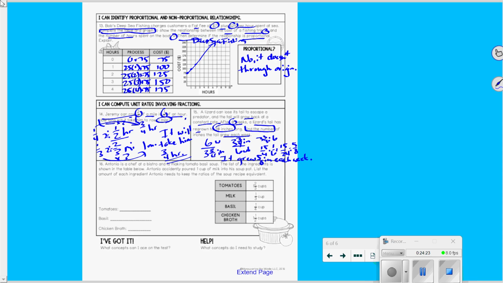Our last one, he's a chef and he's making potato basil soup. A list of ingredients is shown. He poured 1 cup of milk into a soup pot. List the amount of each ingredient to keep the ratios equivalent.